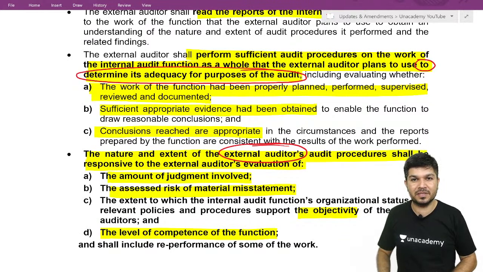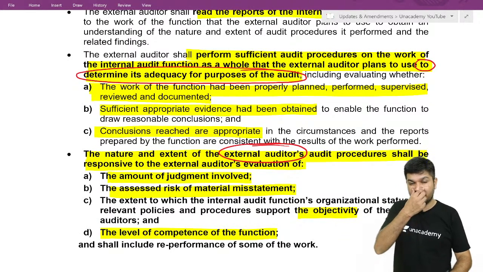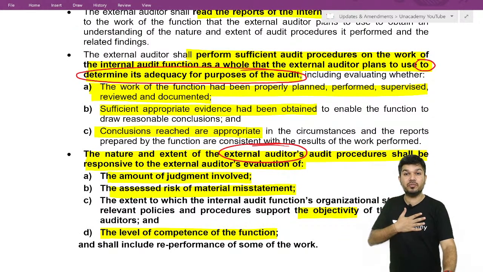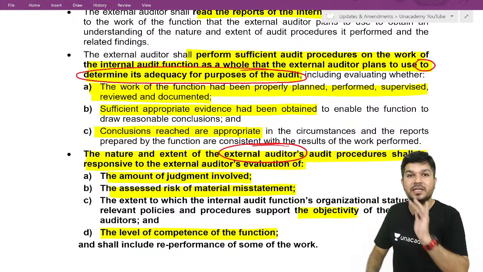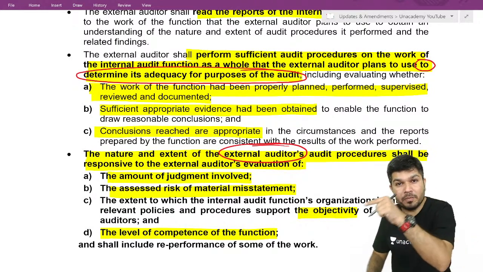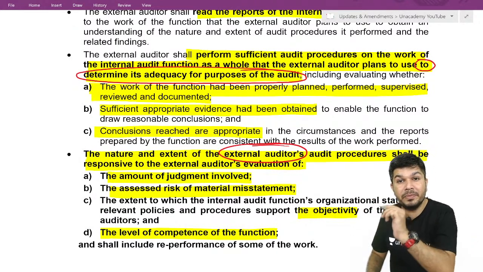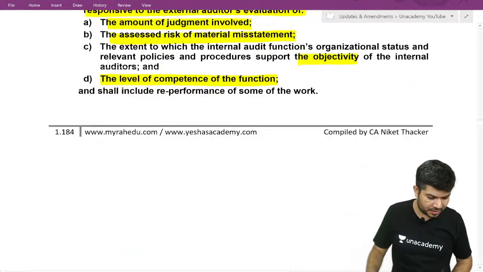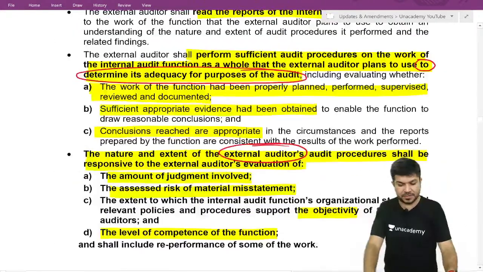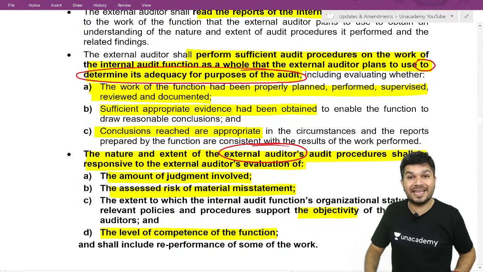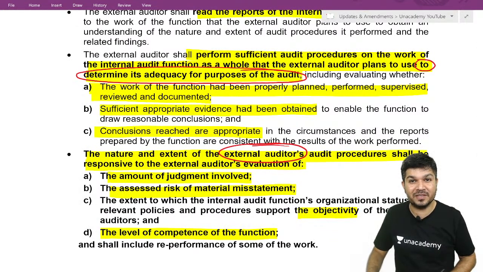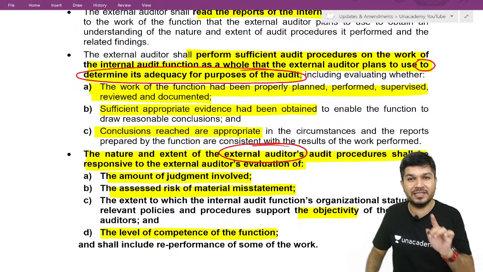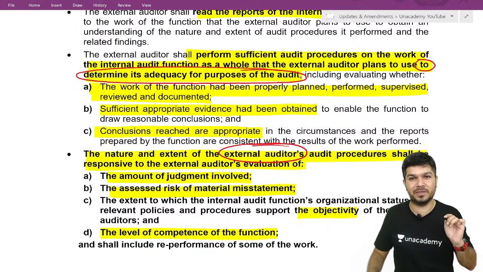Did you understand this? I am relying on them. Together with that, what my procedure should be depends on how much judgment is involved in the area, how much risk is involved in the area, whether they were able to do it objectively, and whether they had the competence to do it properly. This is basically your second requirement: using the work of the internal audit function, we need to evaluate whether their work is adequate for our purpose.